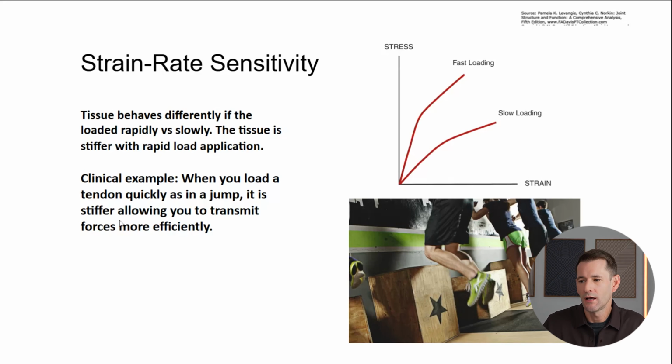However, when I'm just walking around, not jumping, not sprinting, not running, just walking casually, I don't want to have all that stress on my Achilles tendon. So when I load it slowly, it's less stiff, it's more compliant, which means there's going to be less stress to that Achilles tendon. So strain rate sensitivity is a really important concept, and plyometrics and sprinting all take advantage of this property so that our tendons can be stiffer when we want to impart those muscular forces more rapidly.